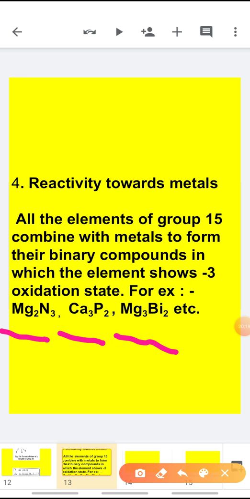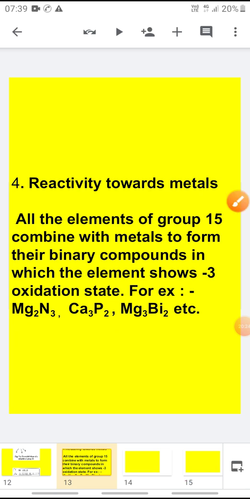So children, today we'll wind up with this. In the next presentation we'll study the preparation, properties and uses of dinitrogen in detail, and some of the nitrogen compounds also. Two nitrogen compounds we have to study, and we'll start with that in the next presentation.